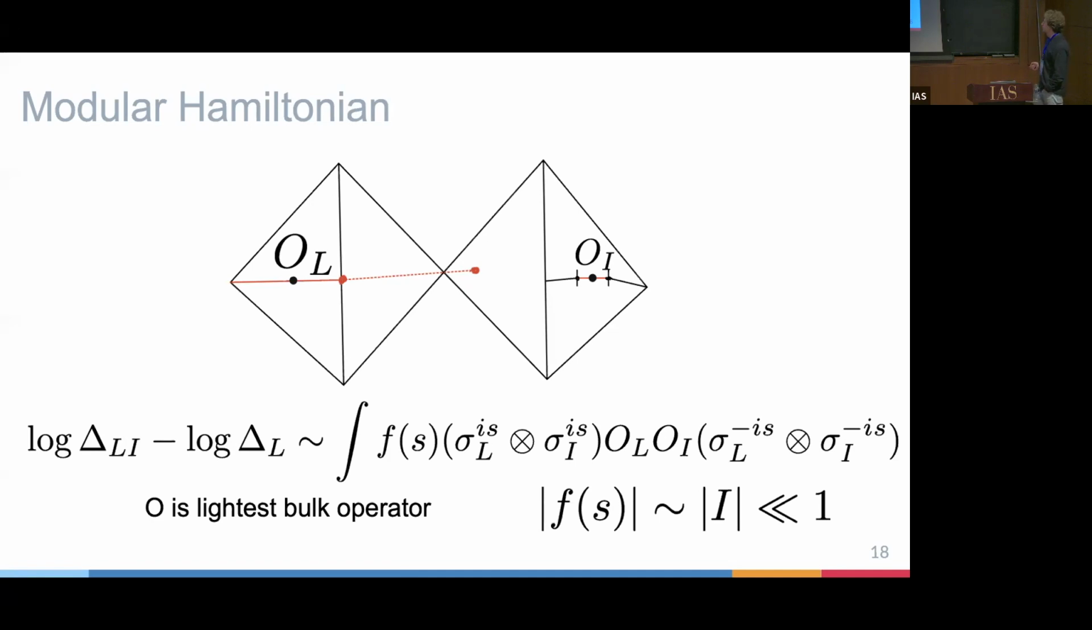What you find is that to leading order in the size of this interval, the difference between the modular energy in the LI region and the L region is just this bilocal operator. There's some kernel, you integrate against some modular time in the thermofield double, blah, blah, blah. The details don't matter for this talk. But the point is that this is small. So the correction is subleading in the size of I, okay? And the point is that this thing is bilocal, interestingly. So this thing looks like an operator on the left times an operator on the right, integrated against some kernel.